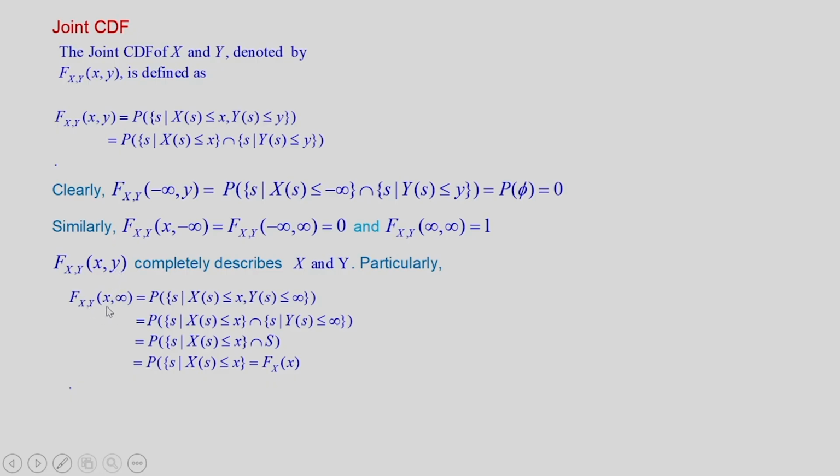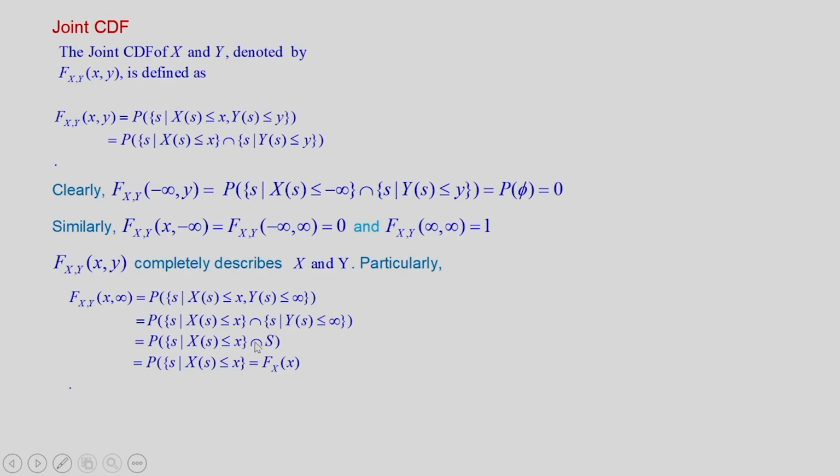Particularly, if we consider F_XY at the point (x, infinity), by definition this is equal to the probability of s such that X(s) is less than or equal to small x and Y(s) is less than or equal to infinity. This Y(s) less than or equal to infinity corresponds to the sample space. Therefore, we get the probability of s such that X(s) is less than or equal to small x, intersected with the sample space, which can be any event.